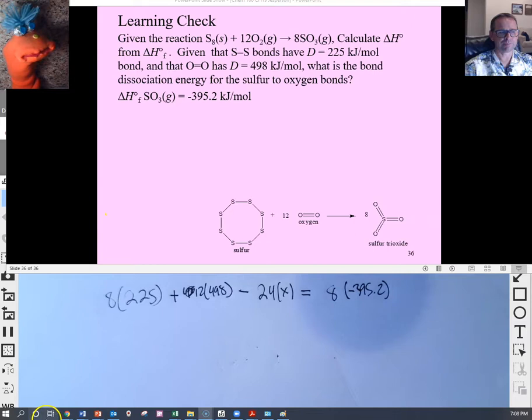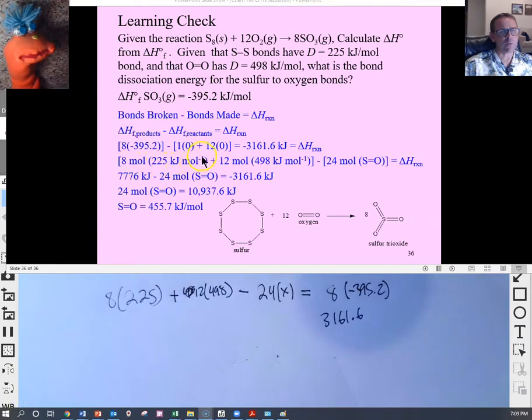Yeah, I'll try. All right, so I have 8 moles of my 225, 12 moles of my 498, and then minus my 24 of my SO double bond, which we're going to call X, equals this 8 times negative 395.2, which is 3,161.6. Finish up the math here, and it looks like each sulfur-oxygen double bond is worth 455.7 kilojoules per mole. Okay, good job, Fred.